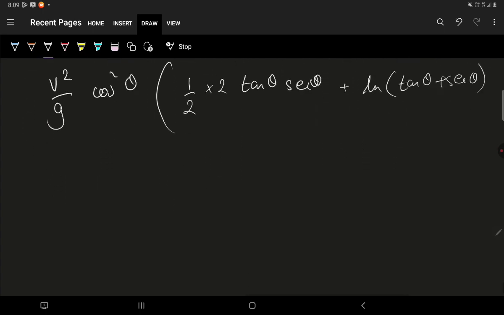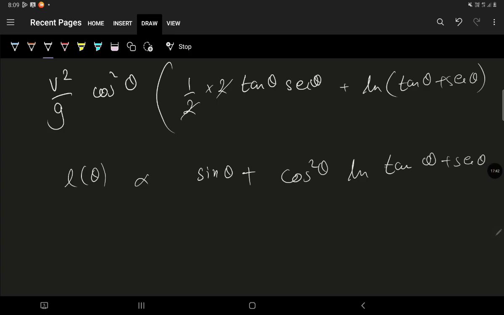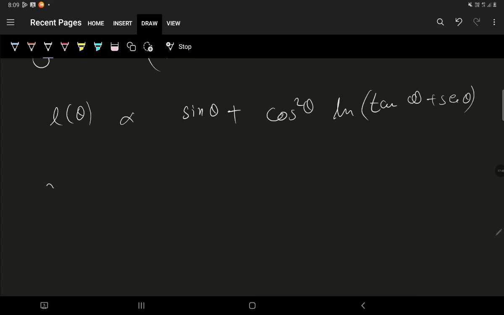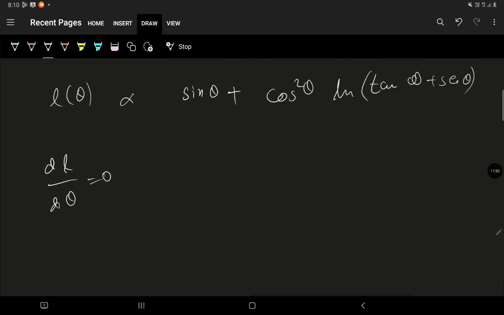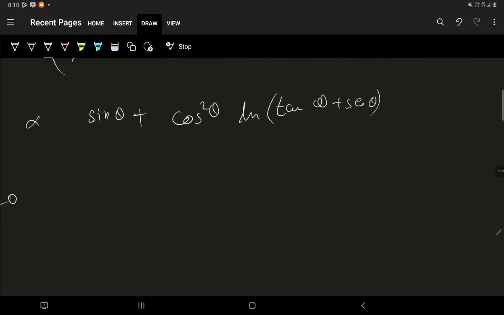Okay. Now finally you will end up with an interesting result, that is, the length as a function of theta is proportional to sin theta plus cos square theta ln tan theta plus sec theta. Pretty interesting. Now we have to differentiate L with respect to theta. dL by d theta is equal to 0 for maximum length, right?